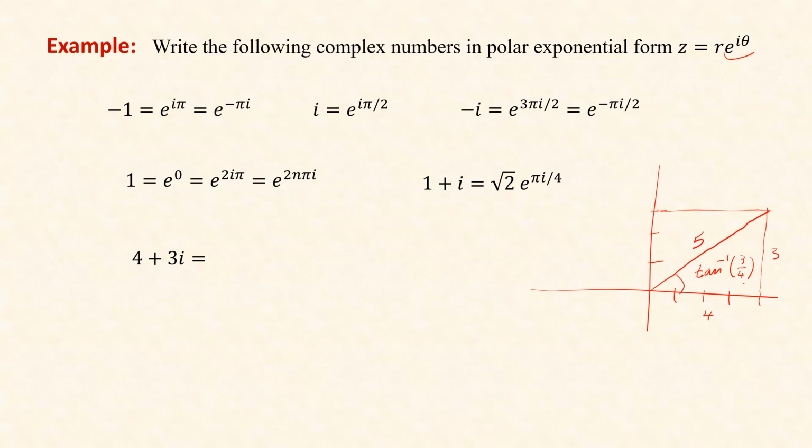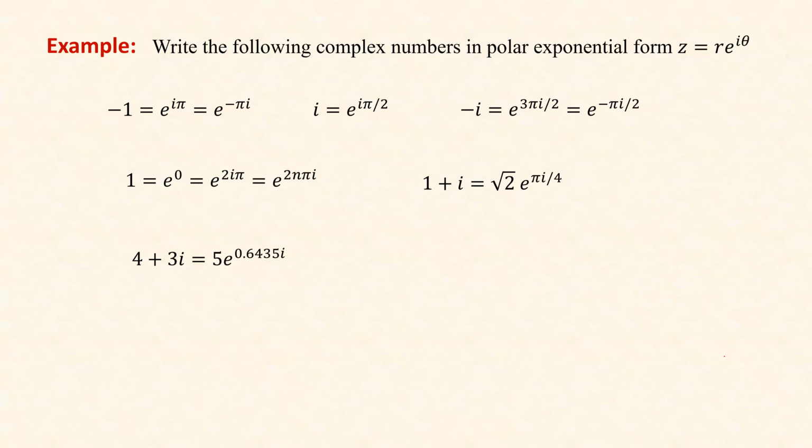And you can write that in radians. So it becomes 5 e to the 0.6435 i. 0.6435 is tan inverse of 3 over 4. Right? Of course, you can add 2n pi i as well. So what about 2 minus 3i?